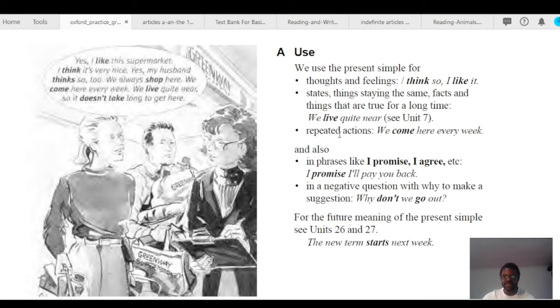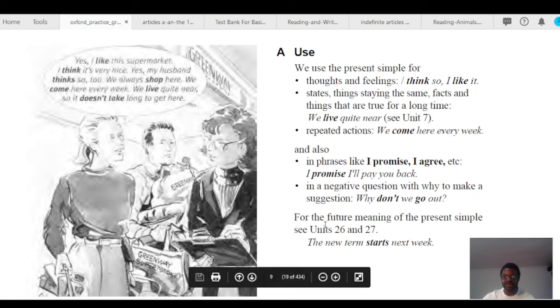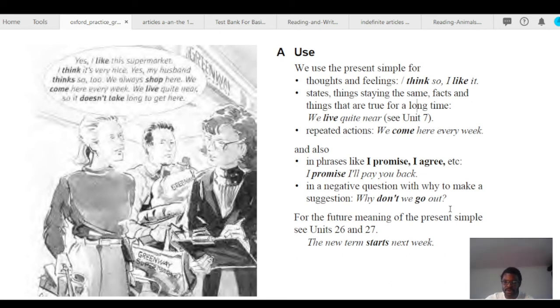Here again we talk about repeated actions. We come here every week. Every week means every week we come here. Every other week we're going to come here as well. So they're called repeated actions. Okay, in phrases like I promise, I agree: I promise I will pay you back. In a negative question with why, to make a suggestion: Why don't you go out?